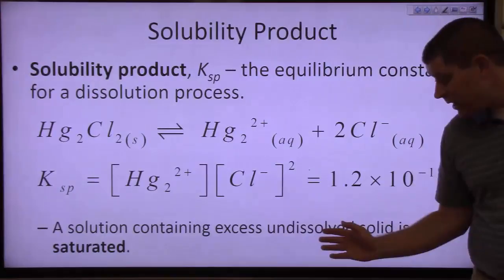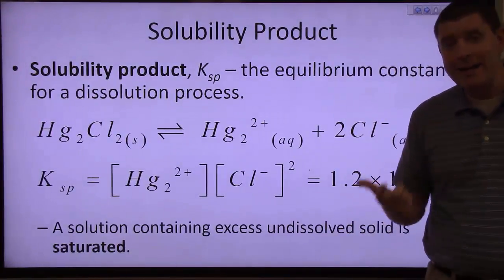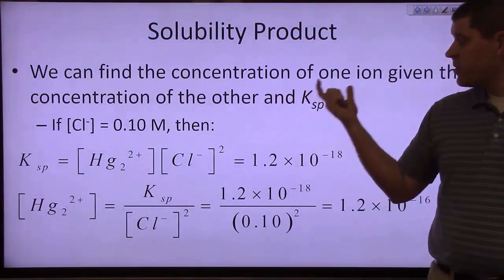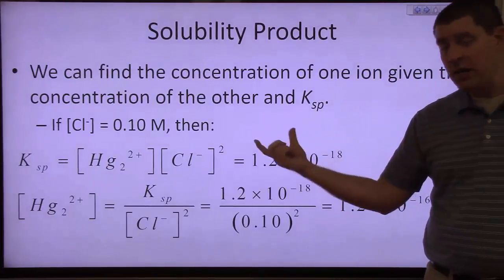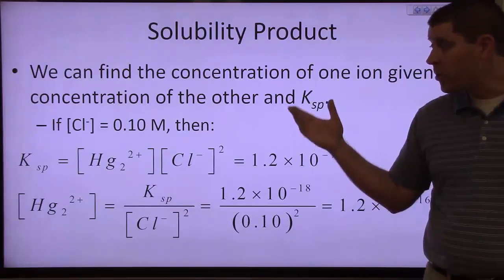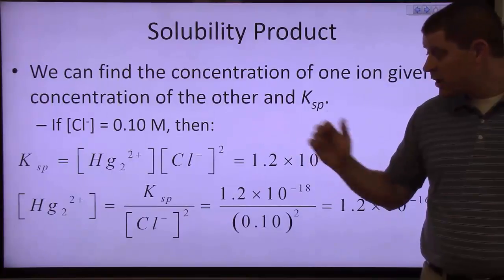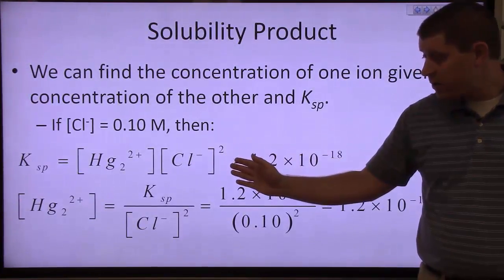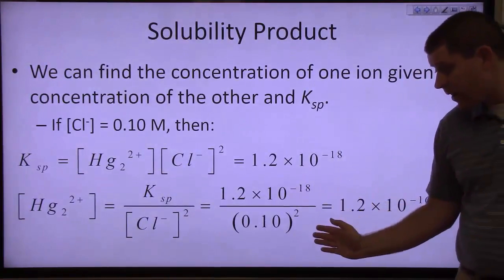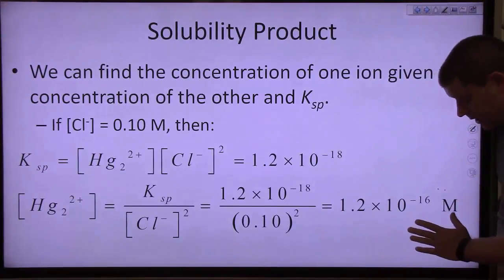So a solution containing excess undissolved solid is what we call saturated. That is, we can't get any more of our solid to dissolve. Now, we can find the concentration of one of our ions given the concentration of the other ion and the value of our equilibrium constant, our Ksp. So if the concentration of chloride ion is equal to 0.10 molar, then we can rearrange our Ksp expression for mercury(I) ion, and that gives us 1.2 times 10 to the minus 18 divided by 0.10 squared, which gives us 1.2 times 10 to the minus 16 molar.